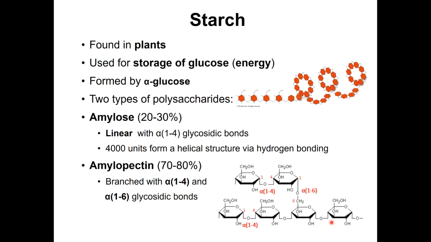Starting with starch. This is found in plants, where it is used to store glucose and therefore energy. Starch is formed by alpha glucose. In reality, it exists in two types. There is amylose, which makes up about 20 to 30% of starch, and the second form, which is amylopectin, which makes up about 70 to 80% of starch, depending on the plants. Now, the difference between them is that amylose is linear, whereas amylopectin is branched.